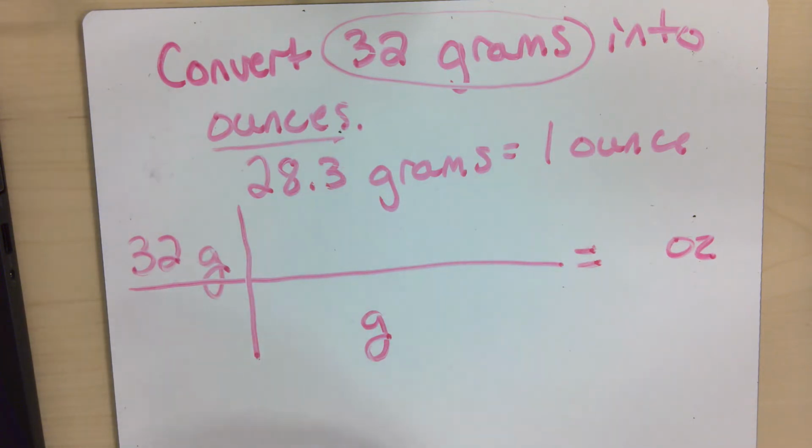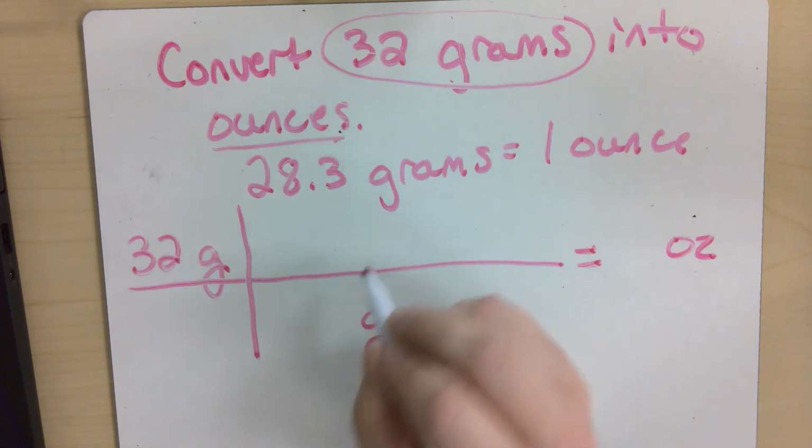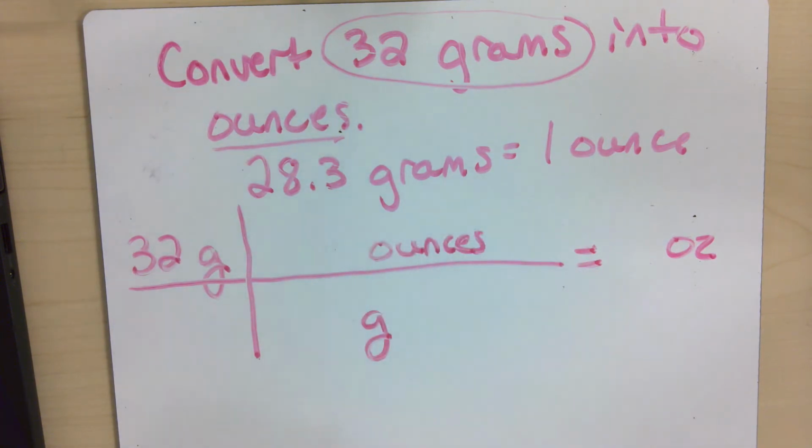Now I'm going to ask myself, what can I convert grams to? Do I have any kind of relationship that I can use? So I know from this problem that there are 28.3 grams in 1 ounce. So I have grams as my unit on the bottom, and I know I can convert grams to ounces. So I'm going to put ounces here, okay?